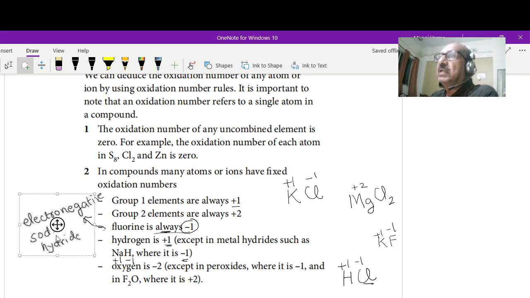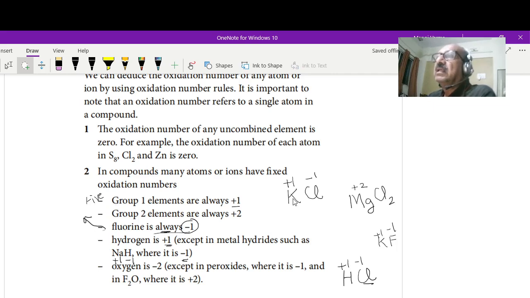Okay, let's now consider some more examples. Now we go to the example of oxygen. Oxygen has atomic number 8, with 2 electrons and then 6 electrons. So it has a tendency to gain 2 electrons to complete its octet. Obviously the oxidation number for oxygen should be -2, which is mostly the case, but there are exceptions.